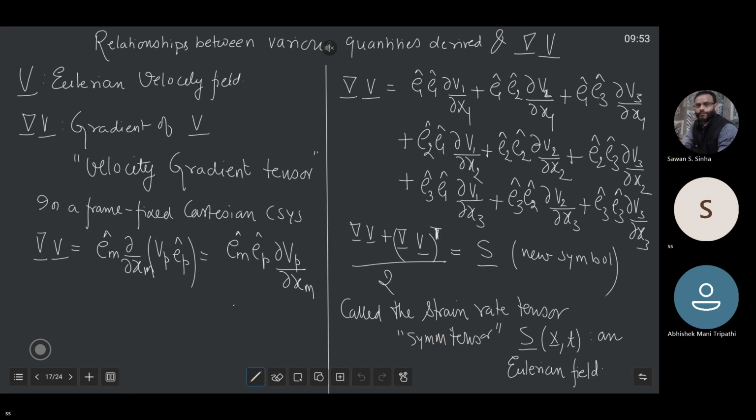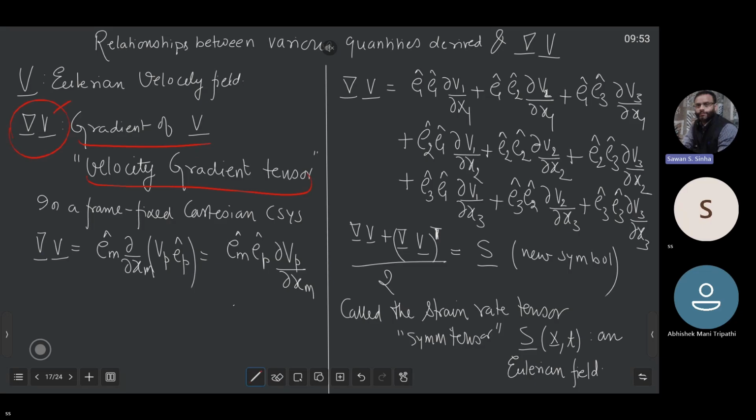What is that tensor? V is the Eulerian velocity field. If I hit the velocity vector by the del operator or the nabla operator, I get the gradient of velocity. You remember, first, second, third classes I was talking about. For any tensor you can take the gradient, and the resulting tensor is a tensor of order 1 more than the original tensor, right? So velocity is also a tensor. It's a vector. I can hit it with this del operator. It becomes the so-called velocity gradient tensor.